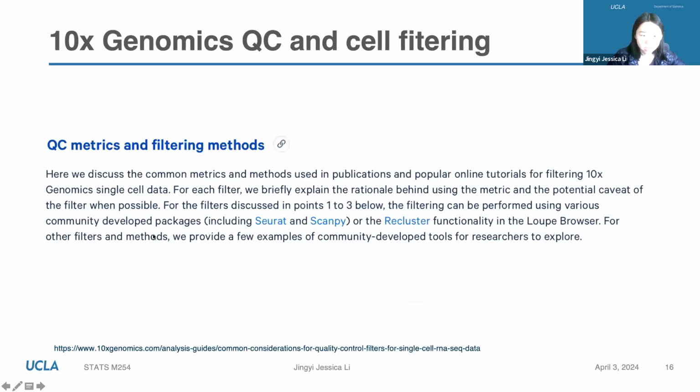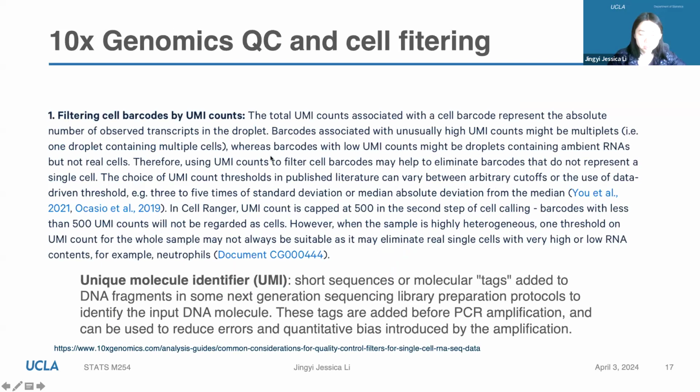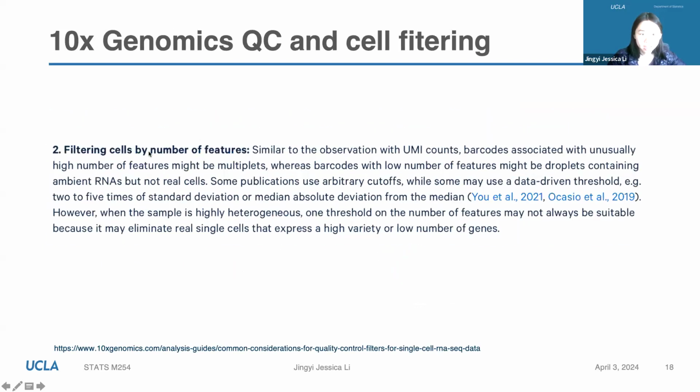Okay, so continue with 10x Genomics. This is the first step, like the nCount, which corresponds to nCount in Seurat. And this corresponds to nFeature in Seurat. Filtering cells by number of features. Similar to the observation with UMI counts, barcodes associated with an unusually high number of features might be multiplets, whereas barcodes with a low number of features might be droplets containing ambient RNAs but not real cells.